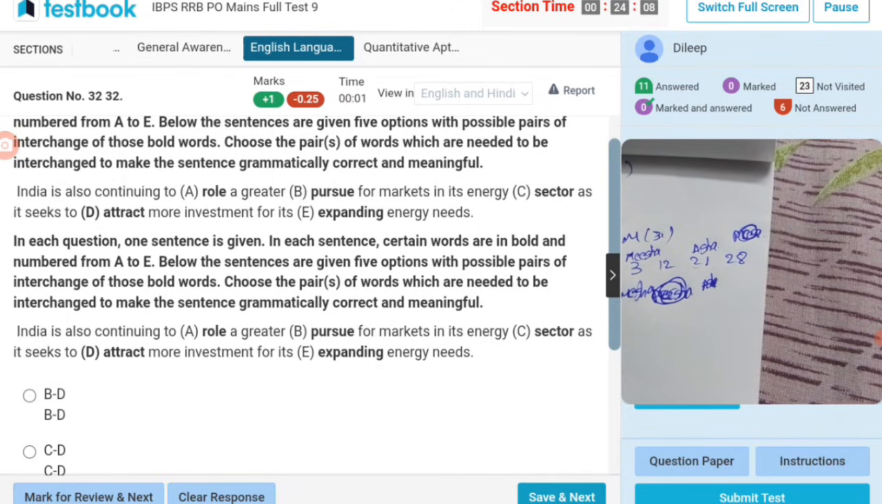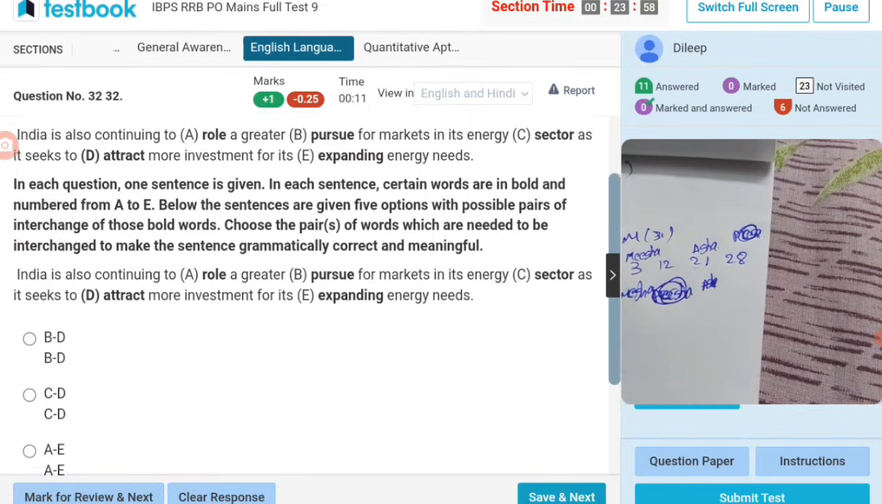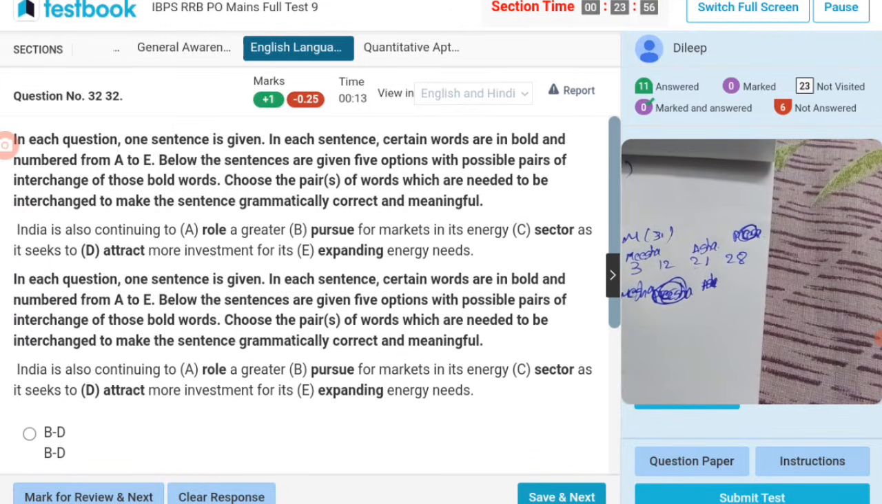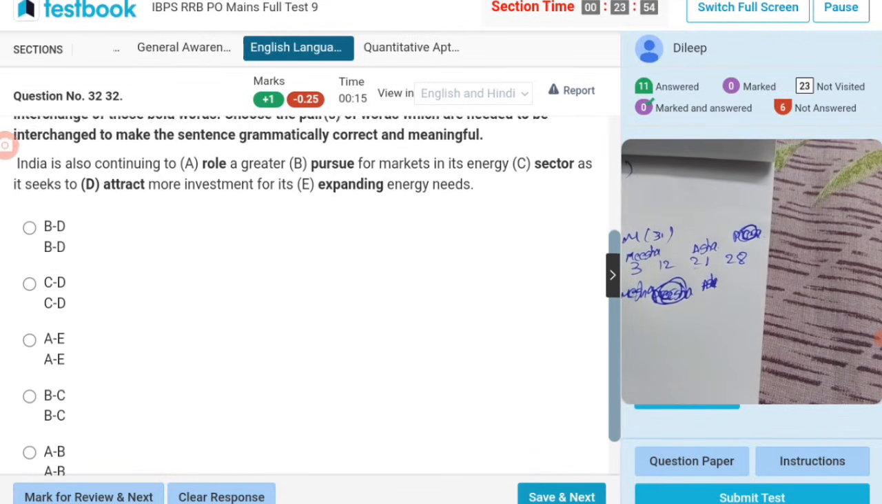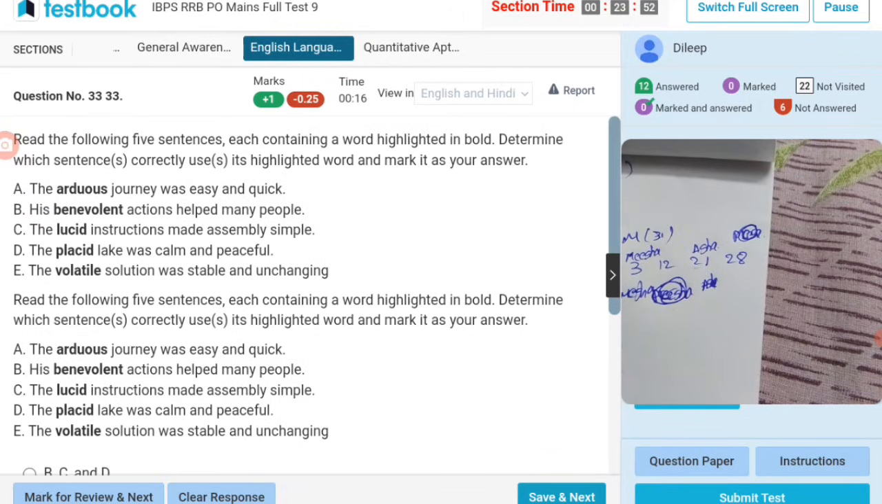Next, India is also continuing to attract a greater role, pursue a greater role for markets. So I think A and B.